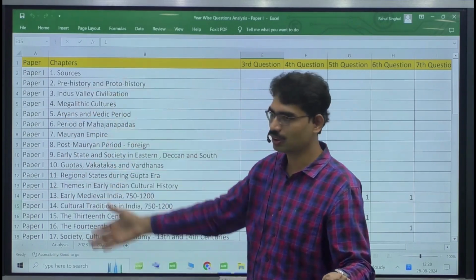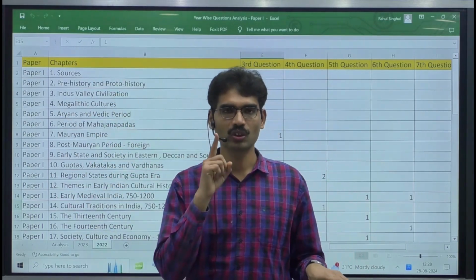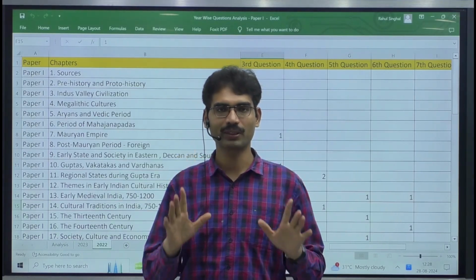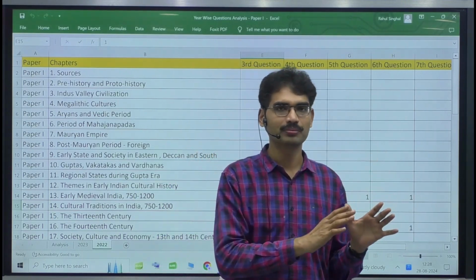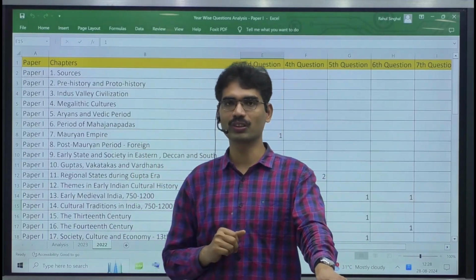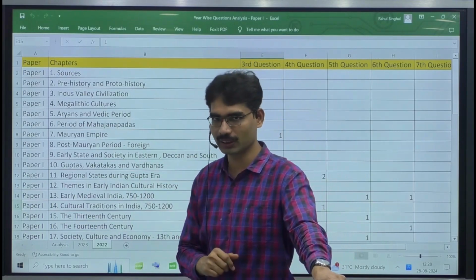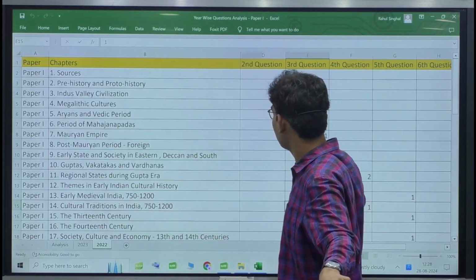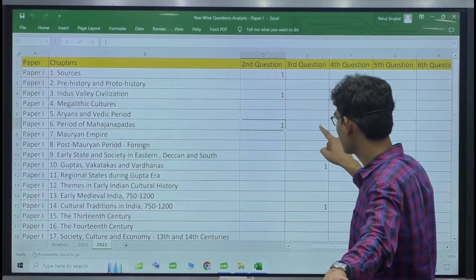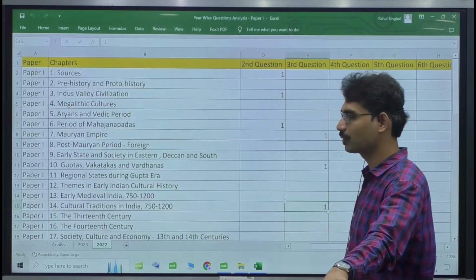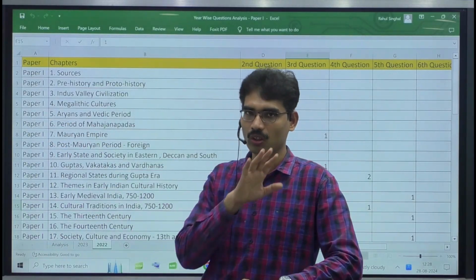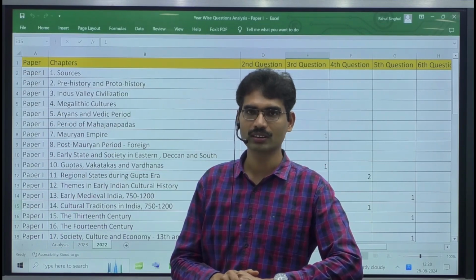And what are we getting? If you want to write 2 questions from ancient India, apart from the map, suppose it is the 2022 paper, now how many chapters should you be thorough with? The second question is dealing with chapter number 1 to chapter number 6. And the third question is dealing with chapter number 7 to chapter number 14. Then is there any chance to leave any chapter, any unit? No possibility. Do you see?